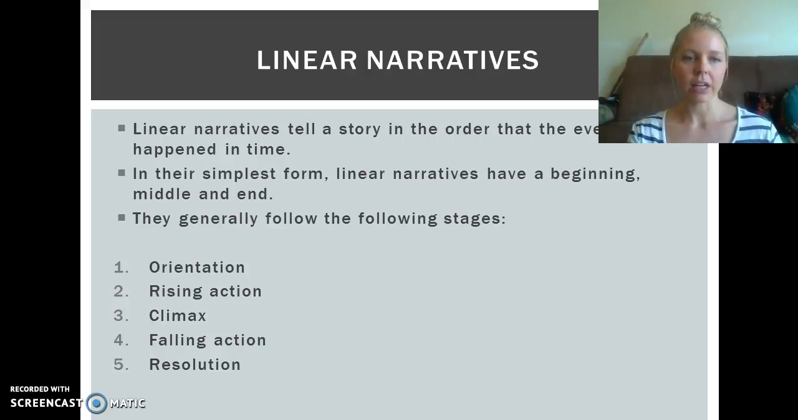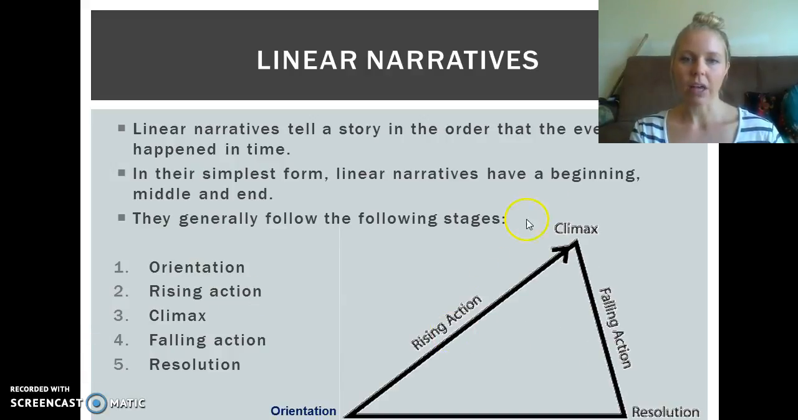So on the task sheet, when I went through that, I talked to you guys about the linear narrative, which is where the narrative is told in the order that the events happened in time, so from the beginning to the end. And they generally follow the following stages. So they've got an orientation, the rising action, which can also be called the conflict, which is on your task sheet, the climax, the falling action, where the character's sorting out how to solve the problem, and the resolution and evaluation, where the character resolves the problem and reflects on what they've learnt or how they've grown.